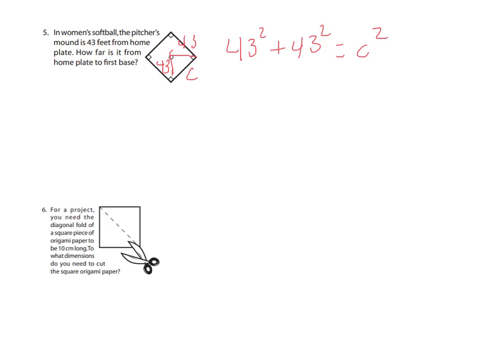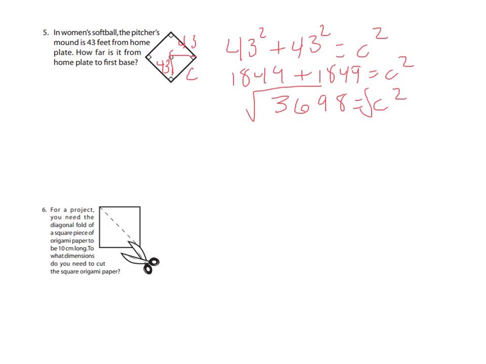And 43 squared is 1,849 equals C squared. I'm going to add those two together, and I get 3,698 equals C squared. So to solve, I'm going to take the square root, and C will equal 60.81.